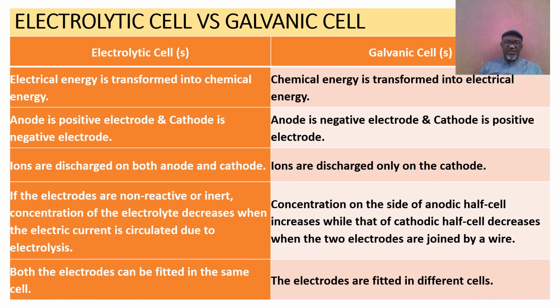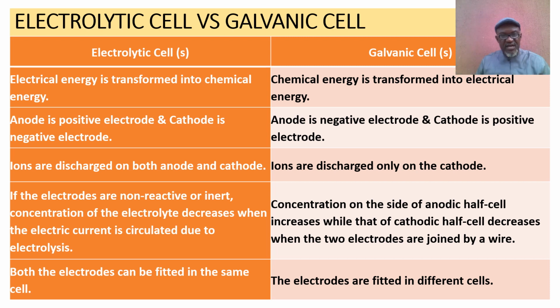Now we'll compare electrolytic cell versus galvanic cell, using this table: electrolytic cell, galvanic cell. Of course, you know that a galvanic cell is an example of an electrochemical cell. The first one, electrical energy is transformed into chemical energy in the electrolytic cell, while chemical energy is transformed into electrical energy in the galvanic cell.